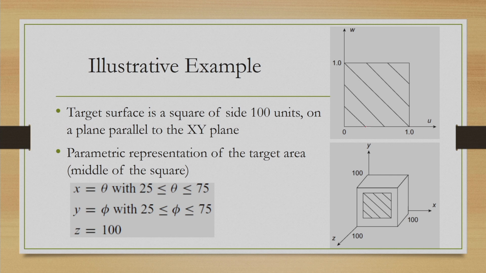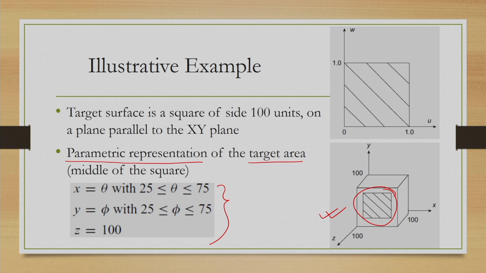Now, the specification of the surface is already given here in terms of the size information. So, using that information, we can go for a parametric representation of the target surface area, that is the middle of the square. How do we represent this? With this set of equations, which is very easy. You can try to derive it yourself.